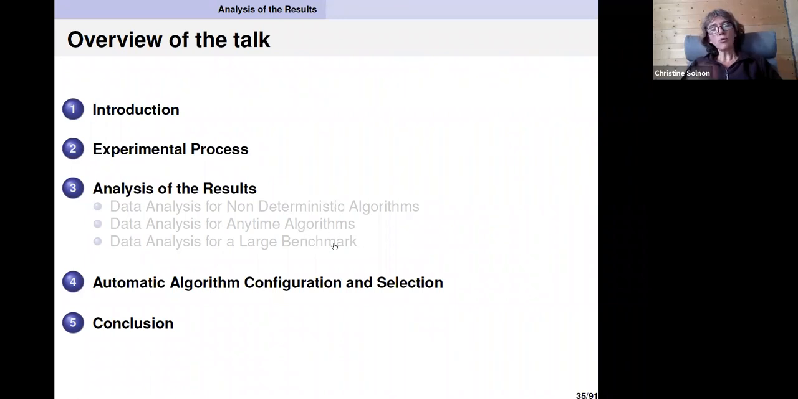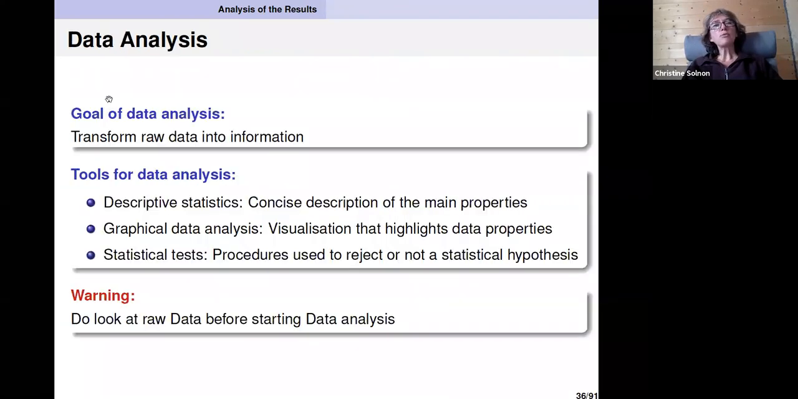So now let's turn to the analysis of the results, and we are going to illustrate this on 3 examples to have concrete things to discuss. But before, a very short introduction to data analysis. The goal is to transform raw data, that is simply measures, into information. And I have 3 different classes of tools for doing this.